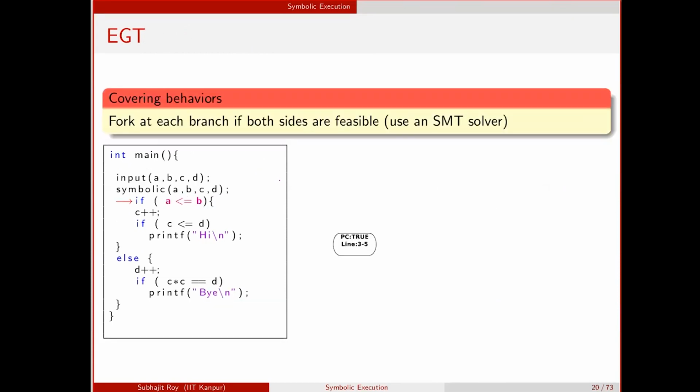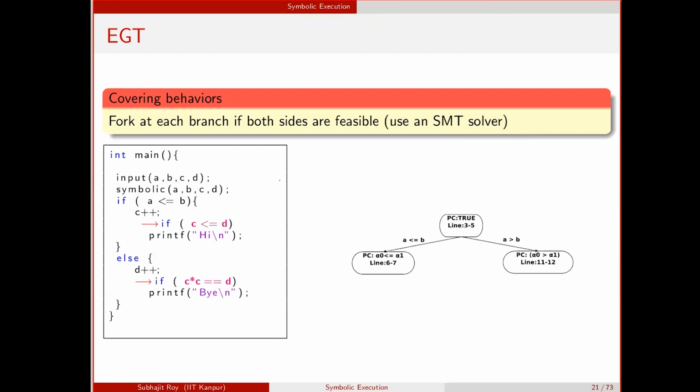What it does is that when it hits the first branch, it actually puts a node in what is called a symbolic execution tree. We'll see this tree very soon. So it puts a node saying that, okay, at this particular line, my path condition is currently true, and I have hit a branch. And because we have hit a branch, there are two possibilities, that I could go left or I could go right.